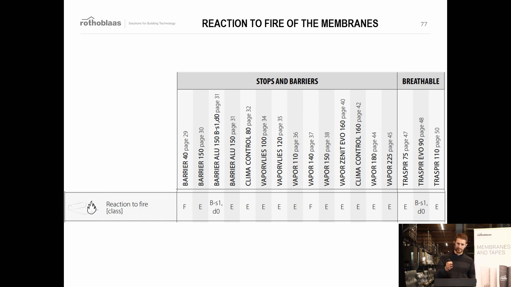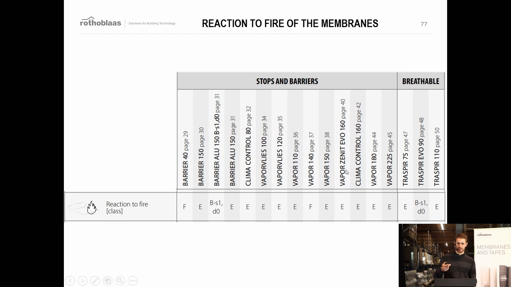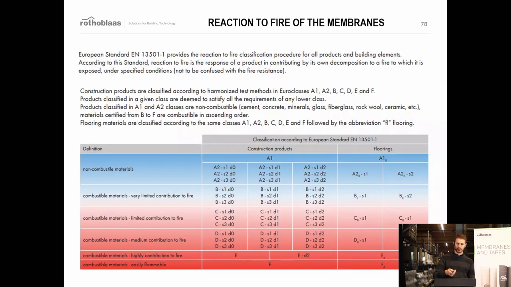And here we can see, for example, the reaction to fire that our membranes have. And we are going to have a look at what this letter means in particular. So what does it mean, B, S1, D0, or E or F? We're going to see it in the next slide. The European standard EN 13501 tells us what the reaction to fire is. The reaction to fire is the response of a product in contributing by its own decomposition to a fire. And as you can see down here, it is classified according to tests in classes. And these classes are A1 or A2, B, C, D, E, or F.